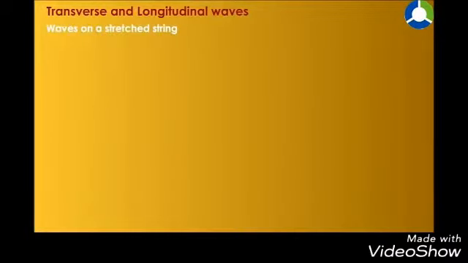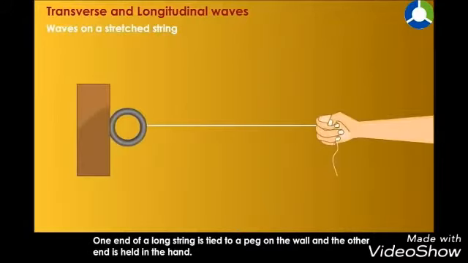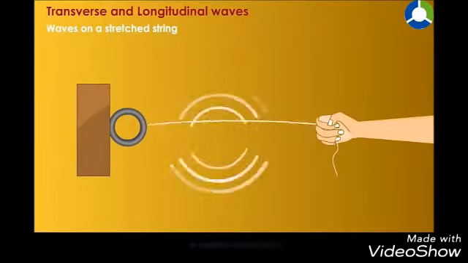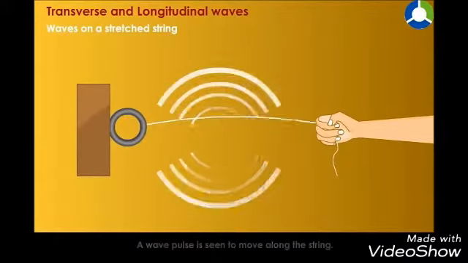Waves on a stretched string. One end of a long string is tied to a peg on the wall and the other end is held in the hand. A sudden jerk is given. A wave pulse is seen to move along the string.